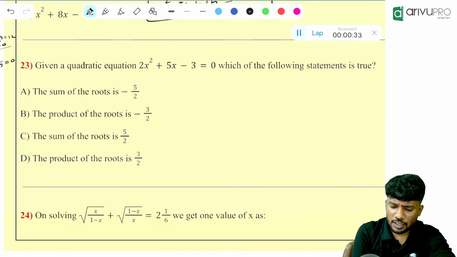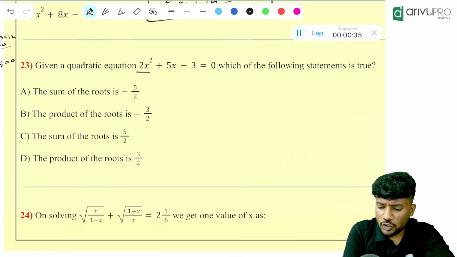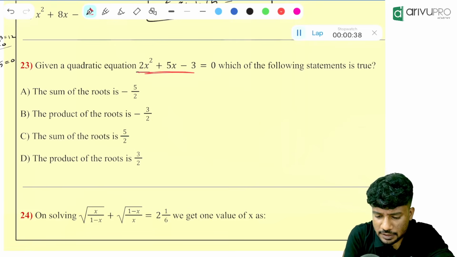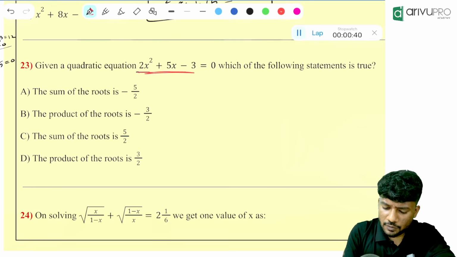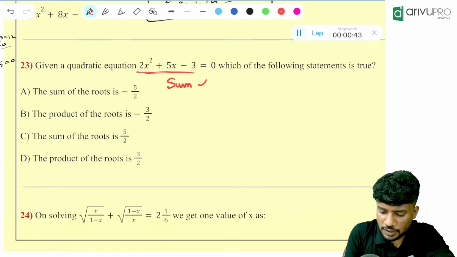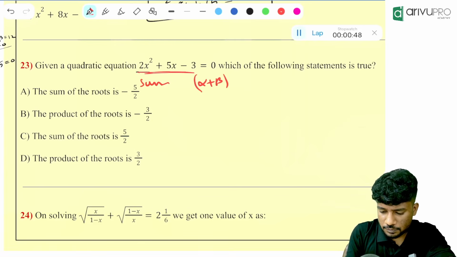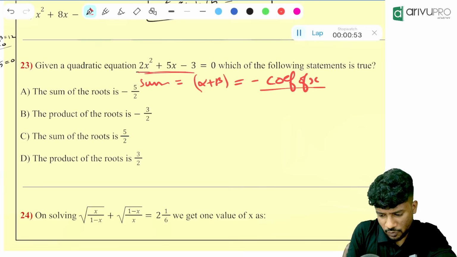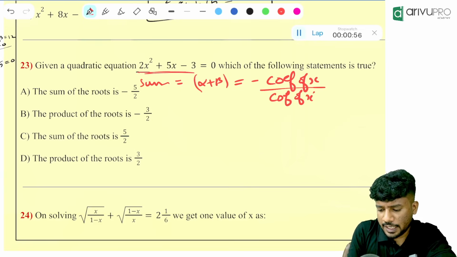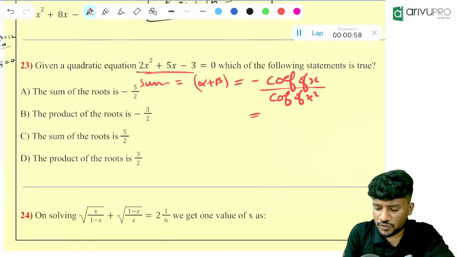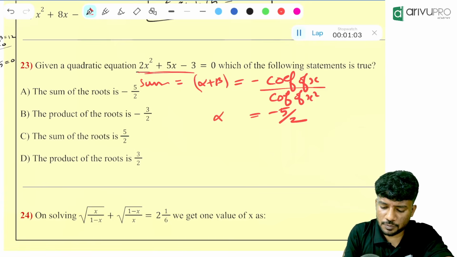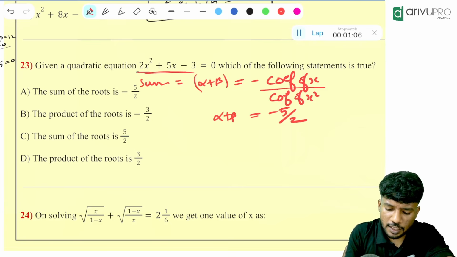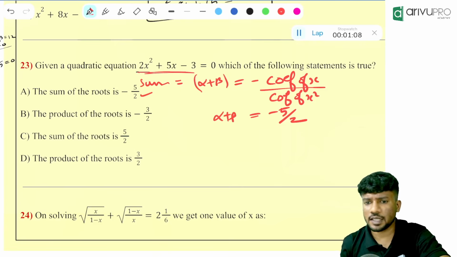Now look at the quadratic equation. The quadratic equation is 2x square plus 5x minus 3. Can anyone tell me what is the sum of the roots? The sum of the roots is nothing but alpha plus beta, which is minus coefficient of x divided by coefficient of x square, that is minus 5 divided by 2. That means alpha plus beta is equal to minus 5 by 2. That means option A is correct. Yes, that is perfectly correct.